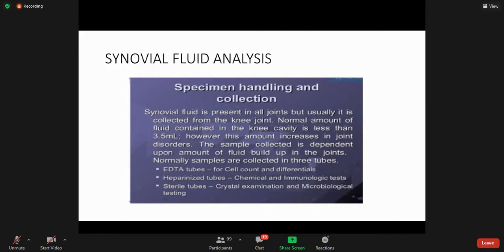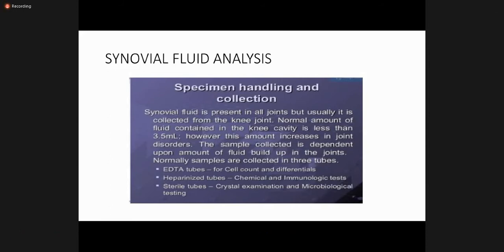Right? So the sample is collected if the patient is presenting with a swollen knee joint, for example. The fluid is more in amount, that is why there is swelling in the joint. So you have aspirated the fluid. Now the sample collected is dependent upon the amount of fluid built up in the joints. Normally the samples are collected in 3 tubes because whenever we analyze any sample in the lab, the analysis is performed at 3 steps.